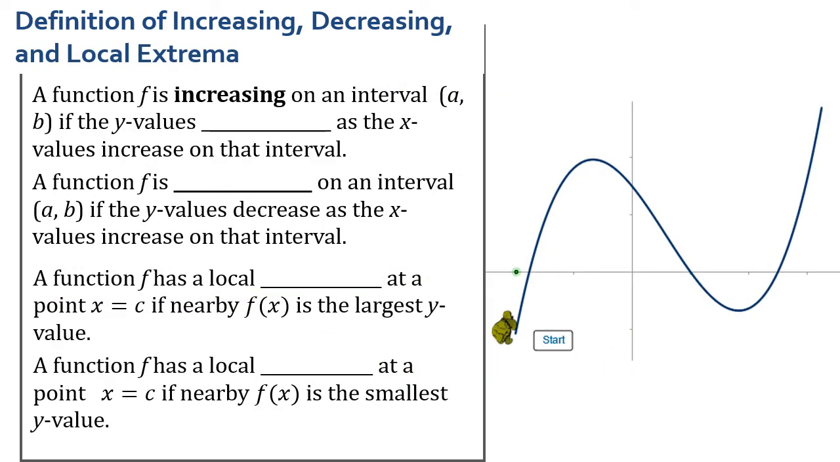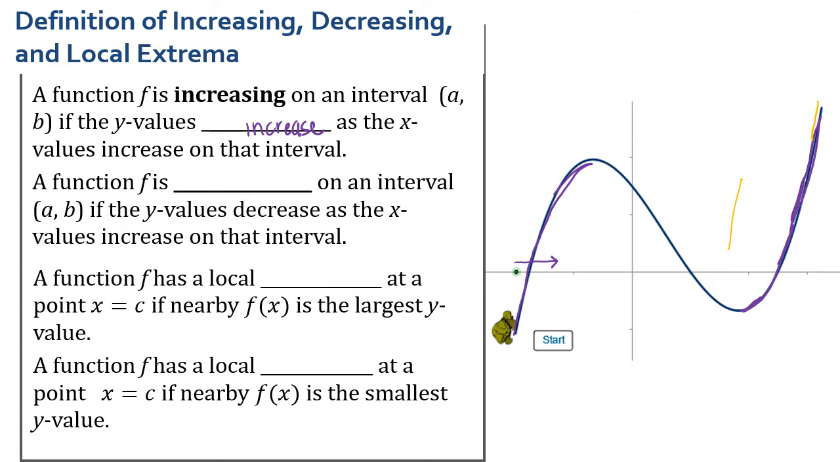Let's do a quick review of some concepts from college algebra. The definition of increasing, decreasing, and local extrema. A function is increasing on an interval AB if the y values increase as the x values increase on that interval. So we can see here as our x values are increasing, and remember increasing is always going from left to right for our x values, you can see our y values are increasing on this piece, and then again right here. So these would be the increasing intervals of this function.